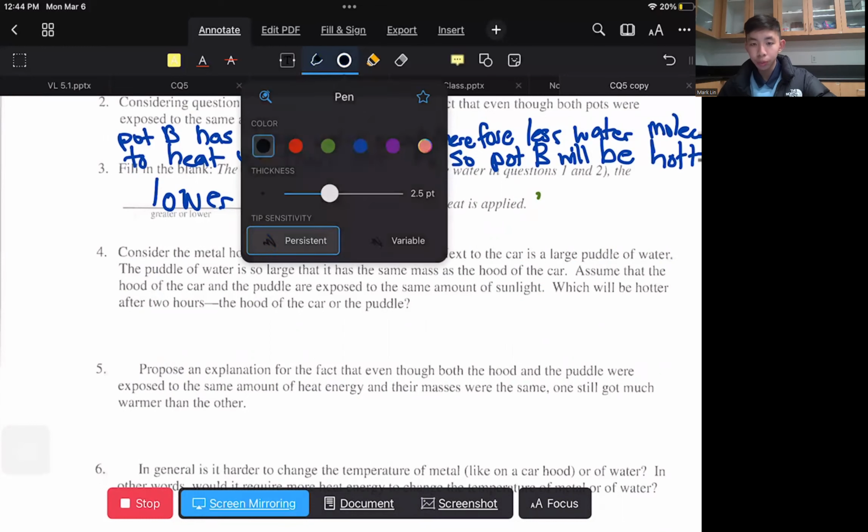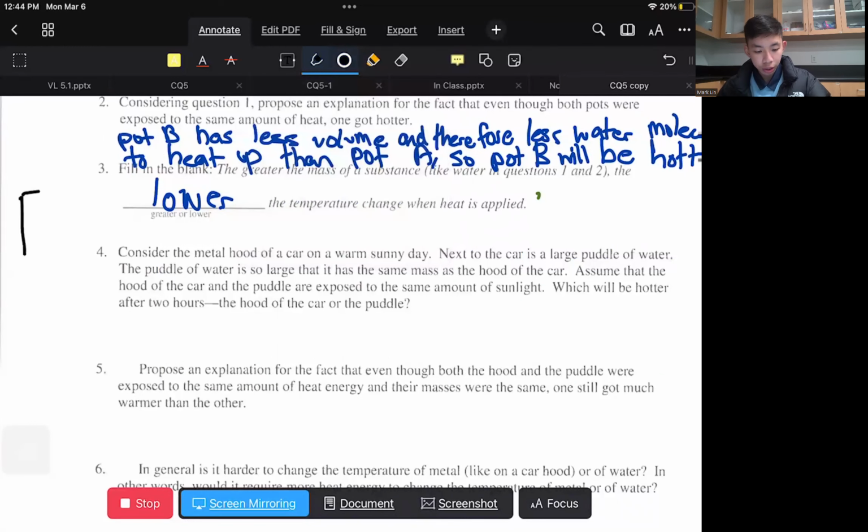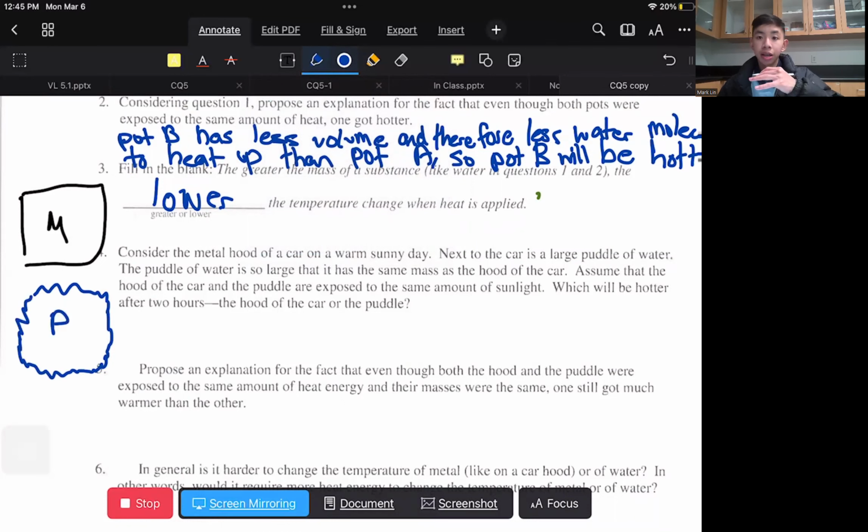Like the previous question, I will draw it out. Let's say this is the hood of the car, and it's going to be metal. Let's say this is the puddle. They're the same size, same mass.